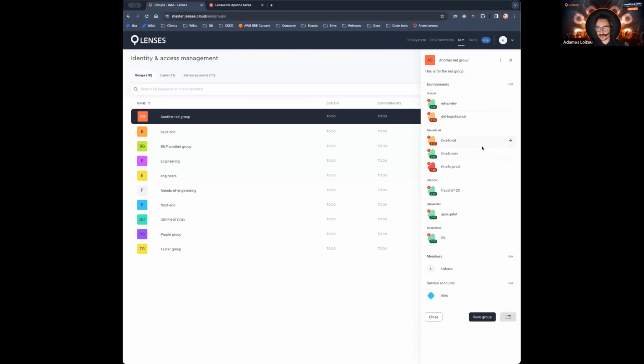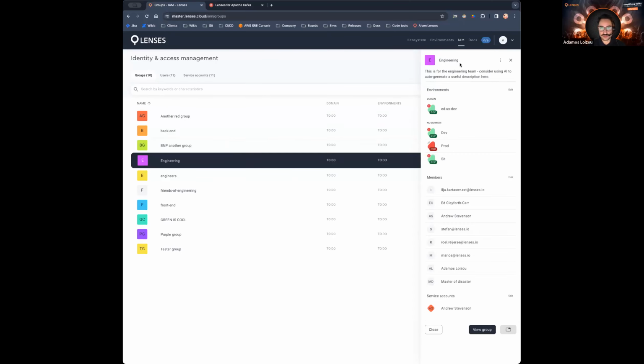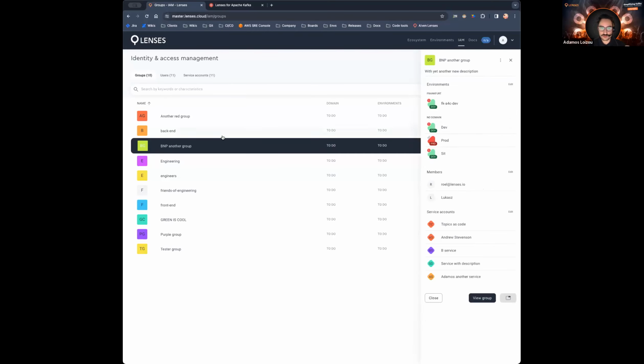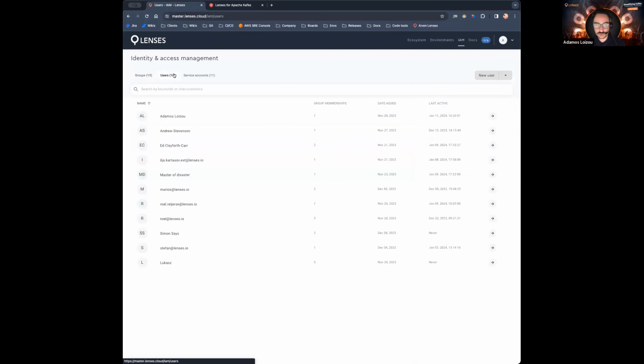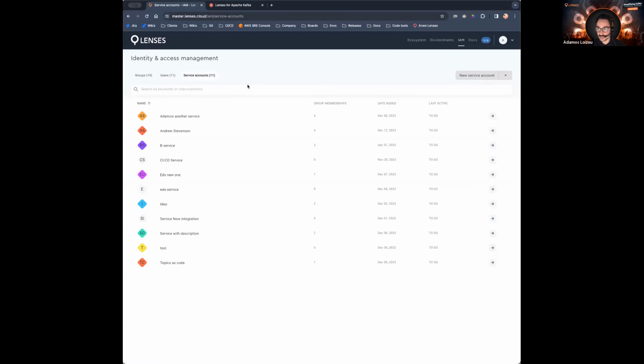And you can be as specific and granular as you want, or as generic. Here's just an example of an engineering group that has access to a few development environments and a prod. Here's another group, a more interesting one, that has access that spans across different domains and different regions. And of course, we are making the most of the good things that we've brought already with Lenses. You have your users that will automatically log in through single sign-on, and you also have service accounts for your automated interaction with Lenses, your automation, your CI/CD, all that good stuff is still here.